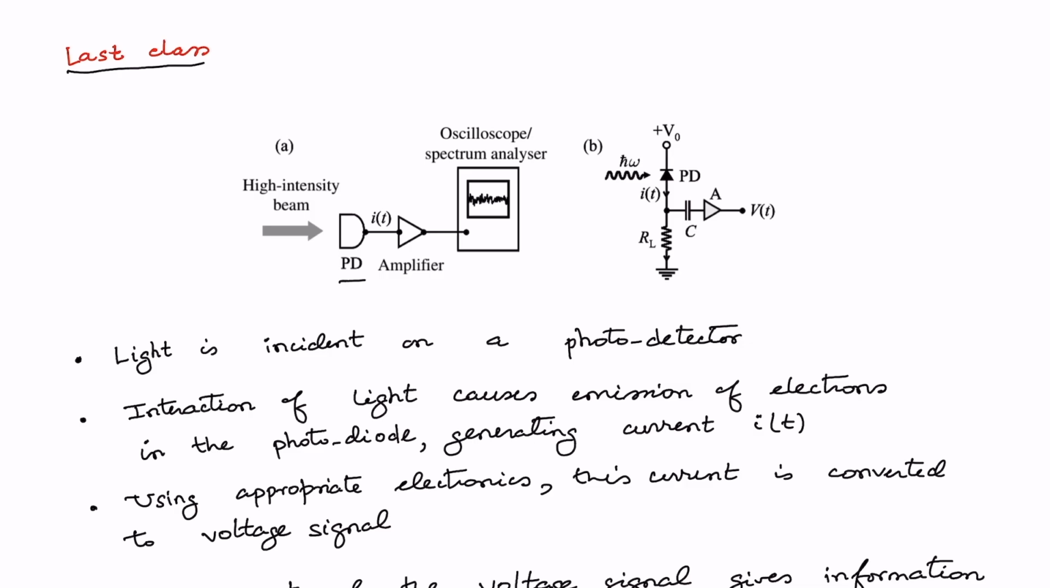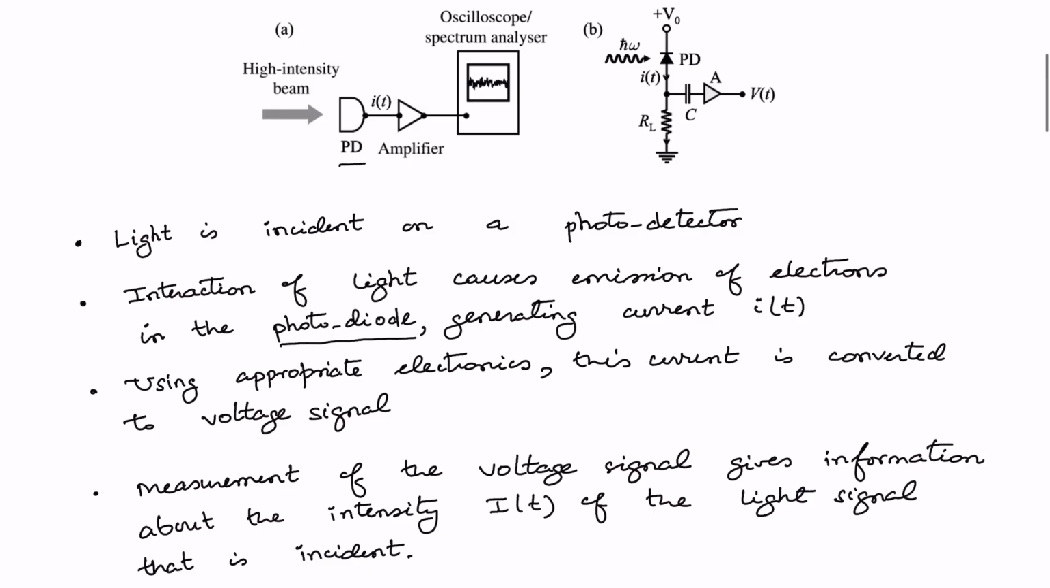Say light is incident on a photodetector, and this light interacts with the atoms in the photodetector, causing emission of electrons in the photodiode, which results in the generation of current I of t. And by using appropriate electronics, this current is converted to a voltage signal, and measurement of this voltage signal gives the information about the intensity of the light which is incident. So that's how a detector works.